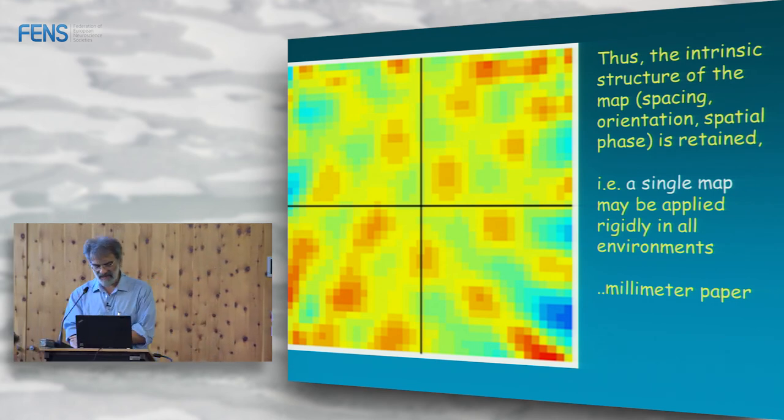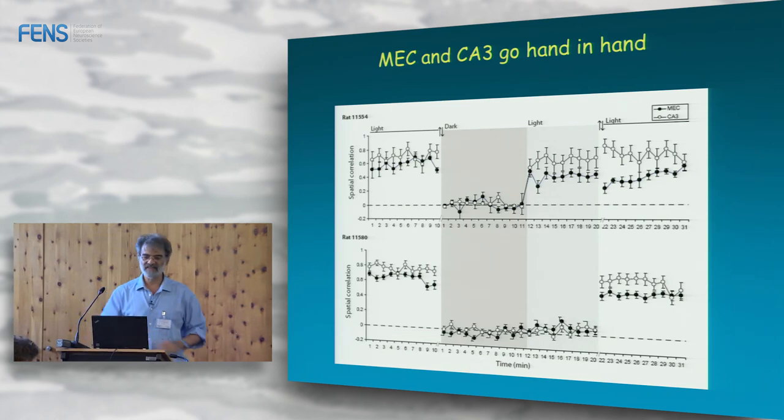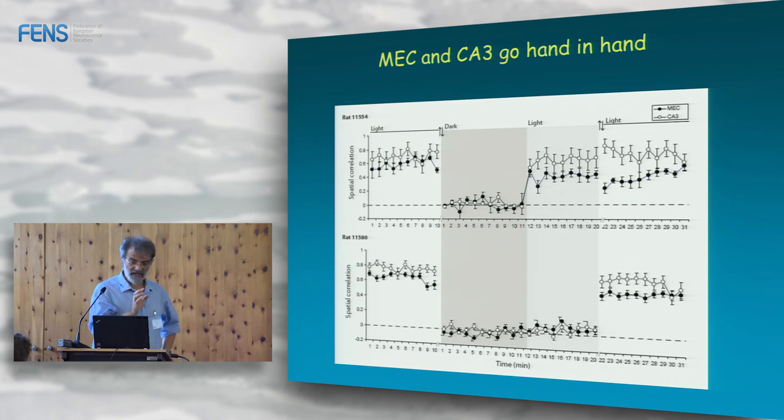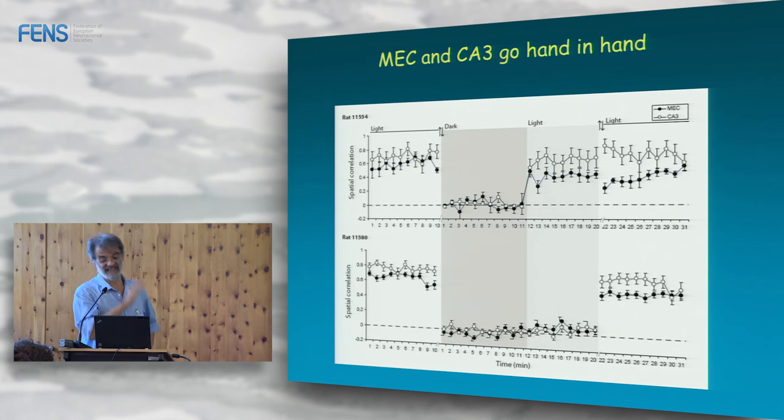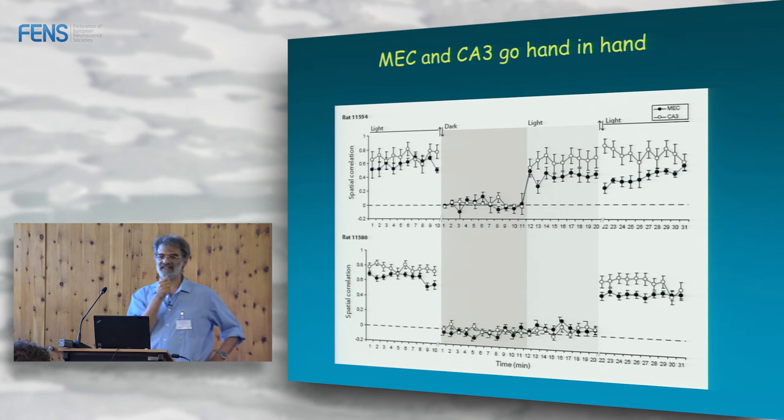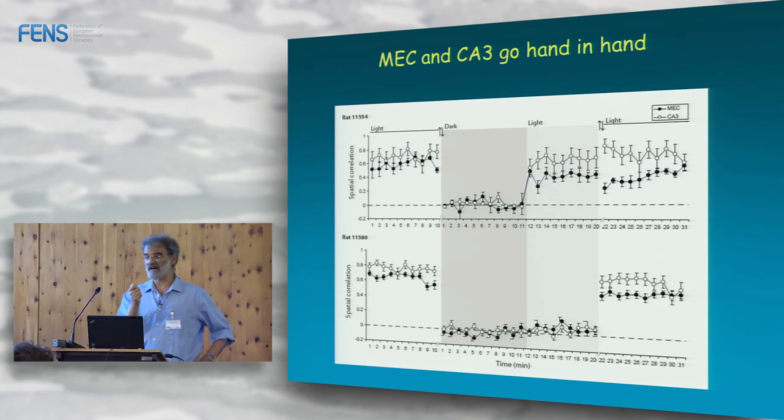So that means, and with this I conclude this first part, that medial entorhinal cortex and CA3 really, on the one hand, go hand in hand, or go together. This is illustrated in this simple experiment in which Marianne and Torkel trained rats to distinguish between two environments that were in fact the same, except that in one the lights were turned off. So the rat was misled to believe that it was a different box.